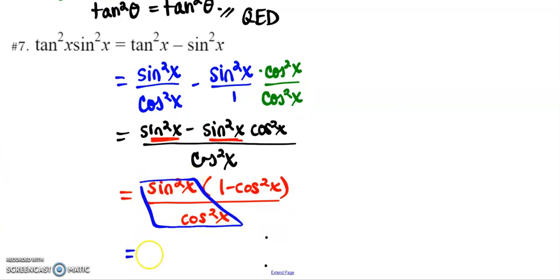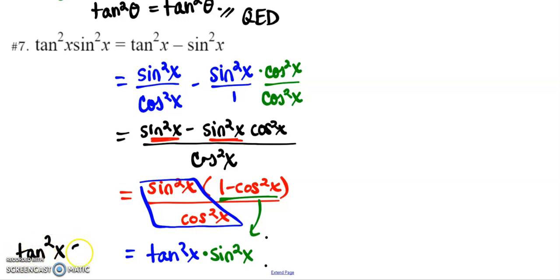All right, I see a tangent, and then I see sine squared. Hate to say it again, but ta-da! And we're done. Check that out. Another identity verified. All right, cool beans.